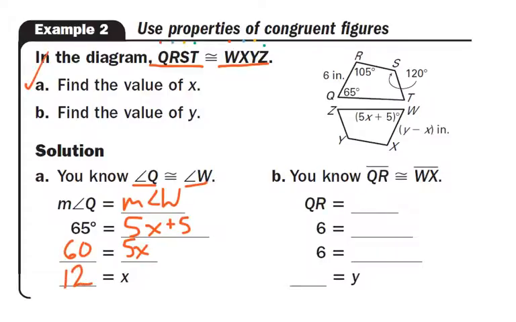So there's part A. Part B, find the value of y. Well, if we look, QR and WX are corresponding parts. QR is 6 inches long. WX is y minus x. Well, we just solved for x. That was 12. So 6 equals y minus 12. Add 12 to both sides and we get y is 18. They didn't ask us to find any side lengths, just the value of the variables. So we are done with example 2.